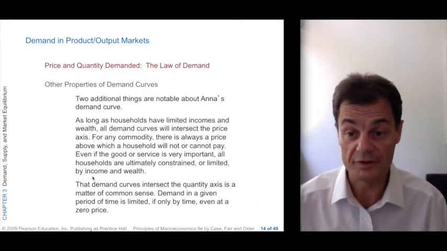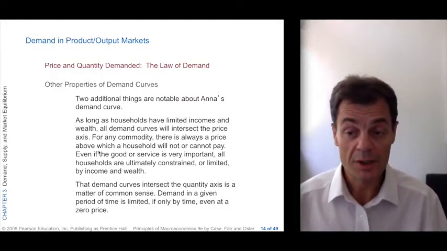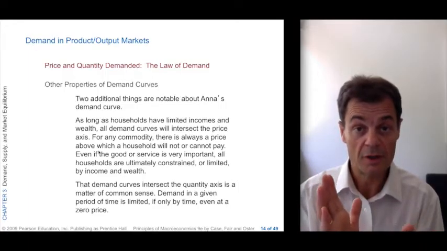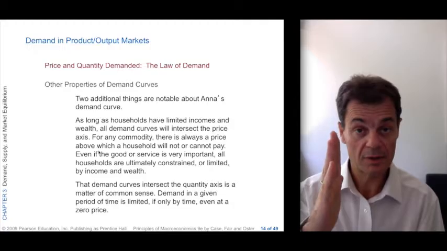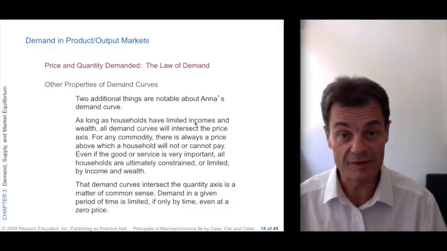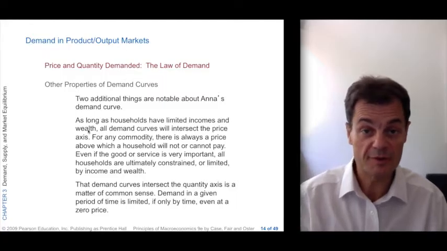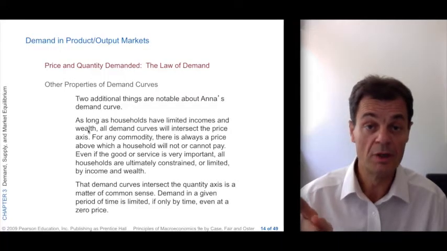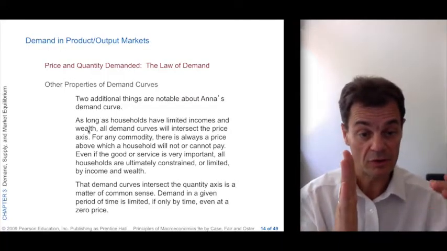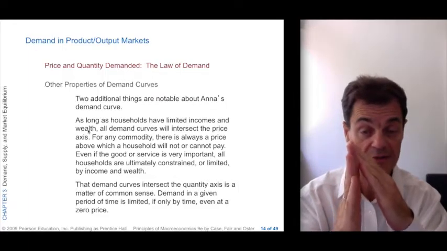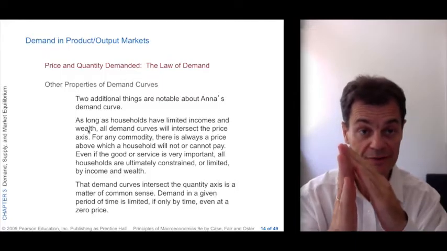There are other properties of the demand curves. First of all, we need to pay attention to how the curve crosses the x-axis and the y-axis. As long as households have limited resources and wealth, there is a moment when the price becomes too expensive, and they will not buy anything. As we have seen, Anna, at $15 a call, doesn't make any phone call. So the demand curve will intersect the vertical axis, the price axis. When the price is too high, there is no demand at all.